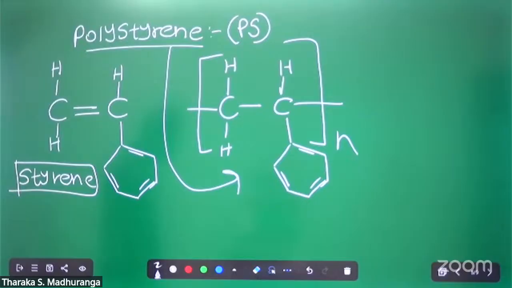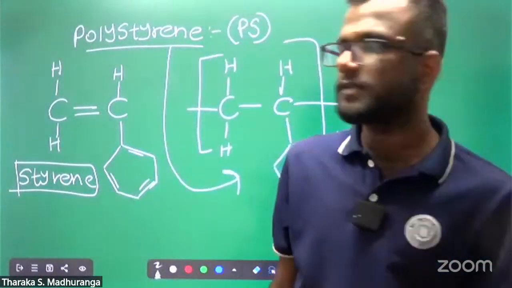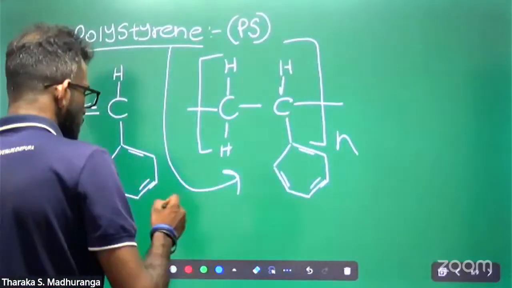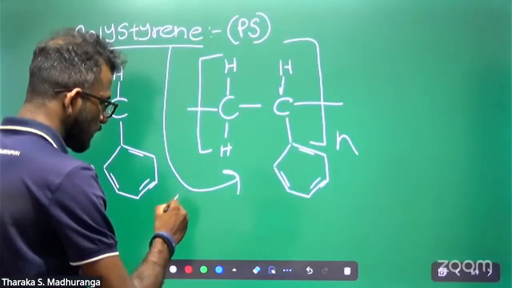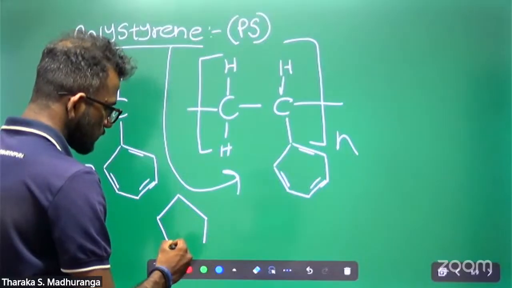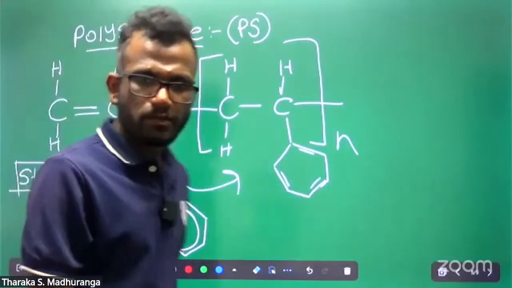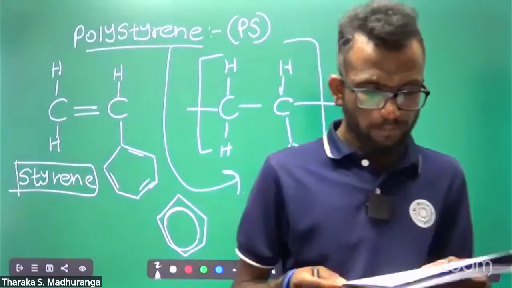Yeah, the question: can we draw a circle inside the hexagon for benzene? Yeah, if you want, you can draw a circle like this. That's also benzene. Both forms are okay.